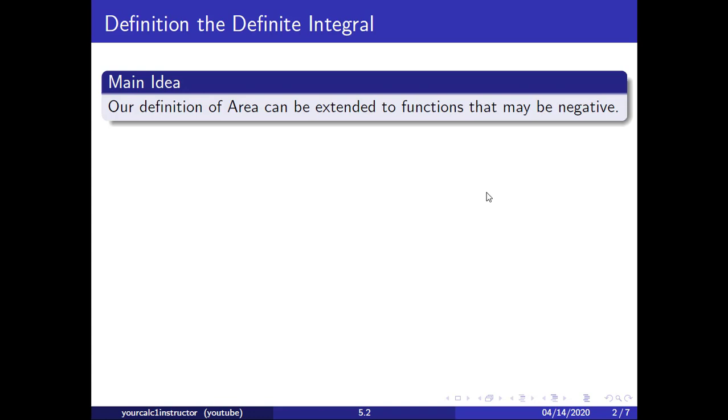In other words, so far, area under a curve has meant the area between a curve y equals f of x and the x-axis, where f of x is always greater than or equal to 0. But what if f of x is less than 0? Well, it turns out that we can do essentially the same thing. So what follows is going to very closely mirror the slides that I put up for the previous section.